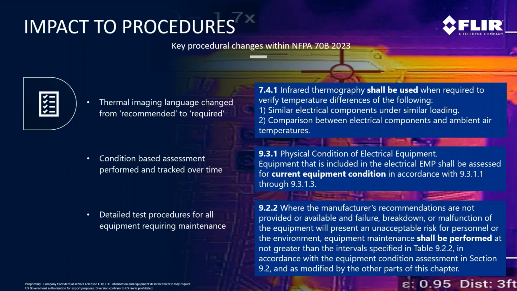If you're dealing with similar electrical components under similar loading, what's really important to call out here is that the similar component needs to be under at least 40% load to be considered a viable comparison component, and your test target also needs to be under at least 40% load. You can't have things that are too far off. If they're more than 10% off between the two, it's really not a good test. So if one is under 100% load and the other is under 80% load, that's really not a good similar electrical component comparison.